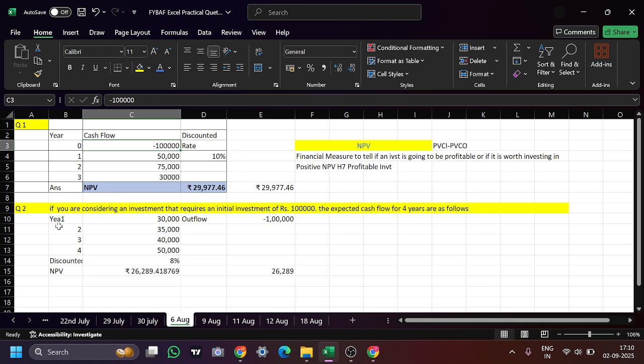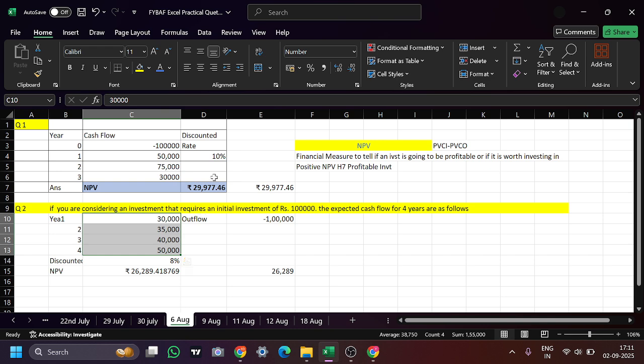These are some basic sums. Now we have the second sum, where the statement says you are considering an investment that requires an initial investment of rupees 1 lakh, and the expected cash flows for 4 years are given. This is the outflow of 1 lakh, done, and these are the inflows given, done. Now we need to decide whether we should invest in the proposal or not.